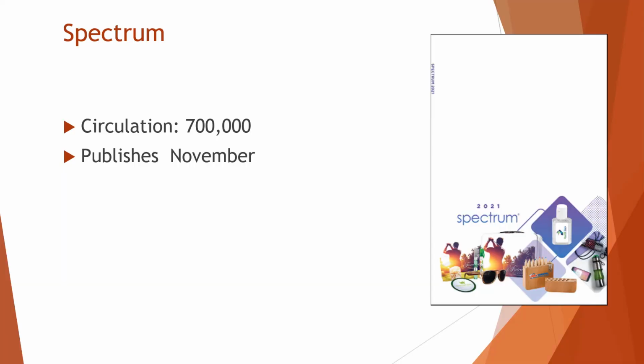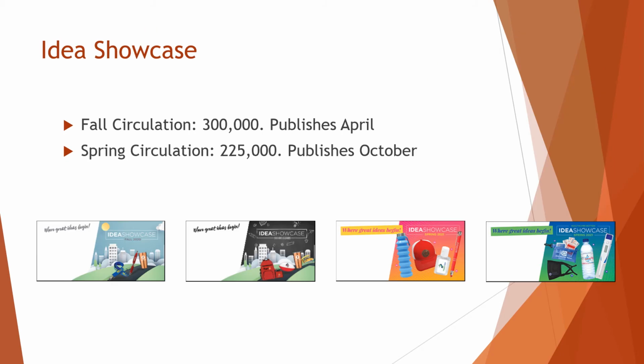Spectrum. Spectrum circulation is about 700,000. It publishes in November. And this includes single and multi-product pages and a variety of different price ranges. Generous spot there for distributor information. And then there's Idea Showcase. 2 different times of year, 2 different catalogs per time of year. So fall circulation number is about 300,000. This publishes in April.